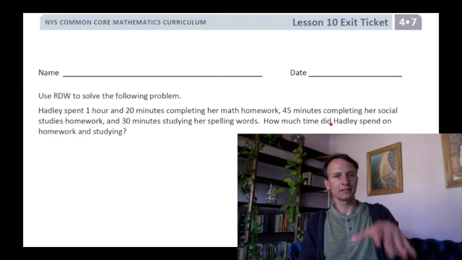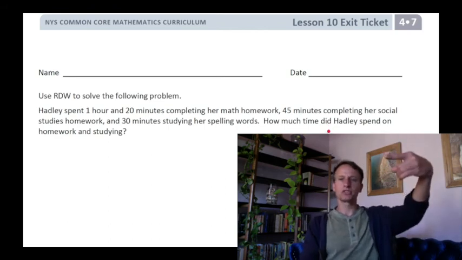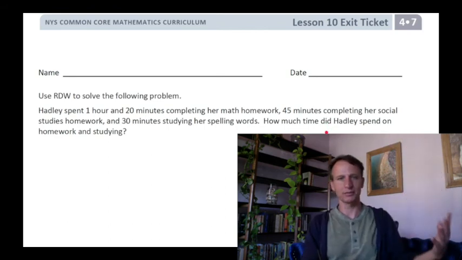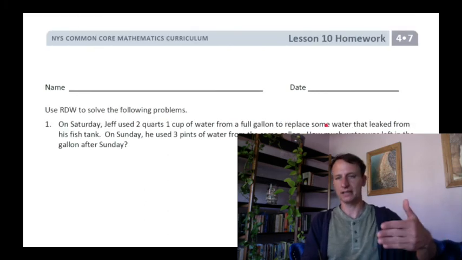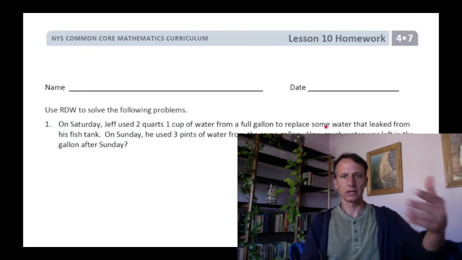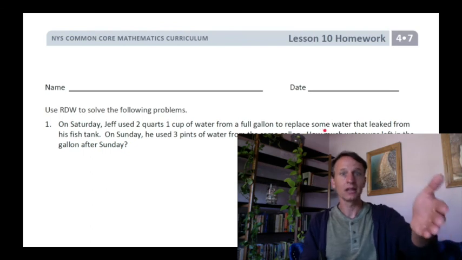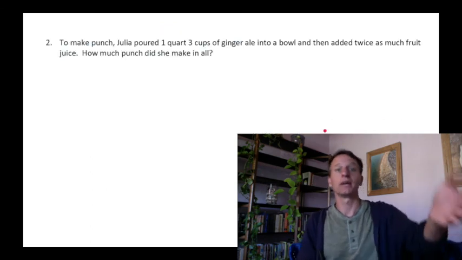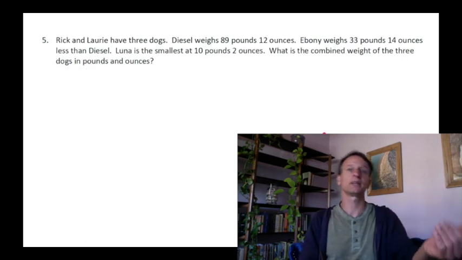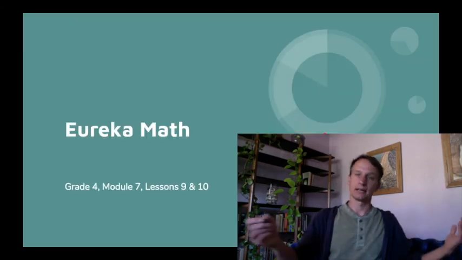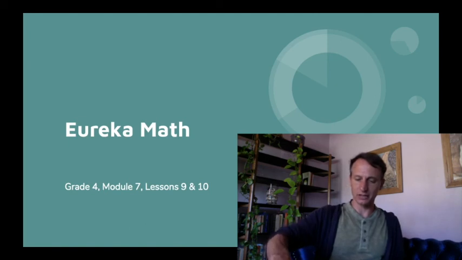And then lesson 10, the 3 problems we just did were the problem set. And so you just have the exit ticket here, read, draw, write, Hadley with her math. And then the lesson 10 homework is doing the word problems. We have capacity again, we have time, and we have length, and we have weight, okay? And so when you get all that done, you're all done.